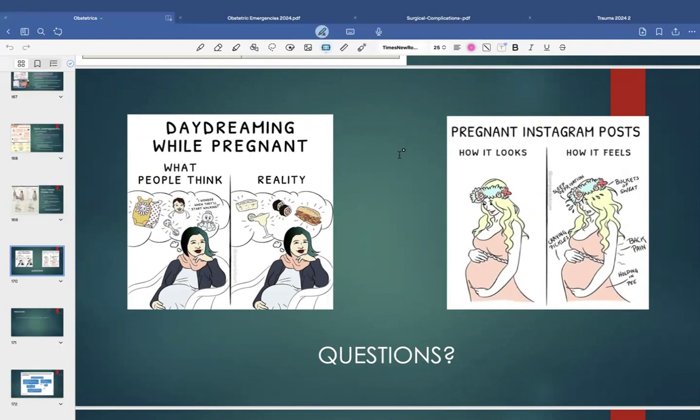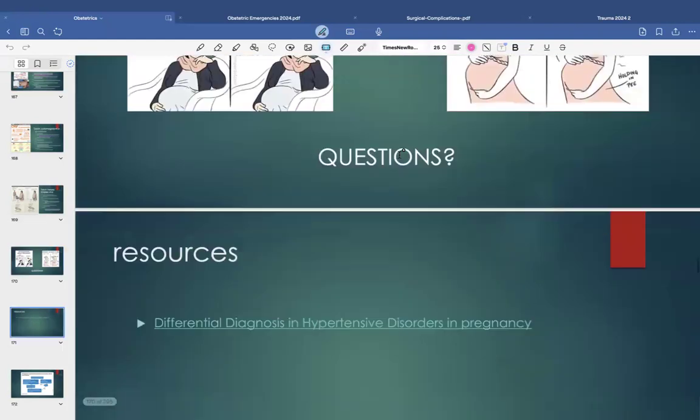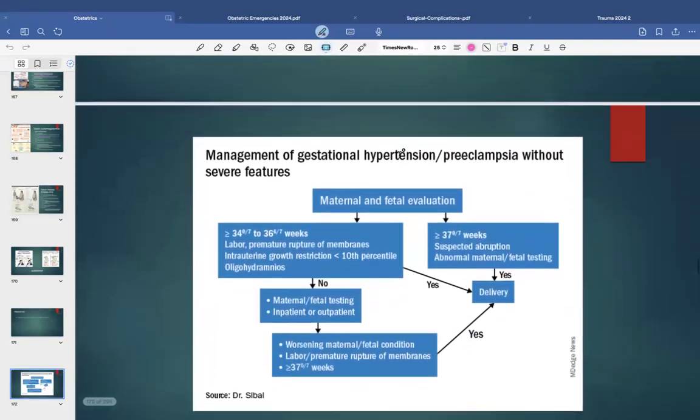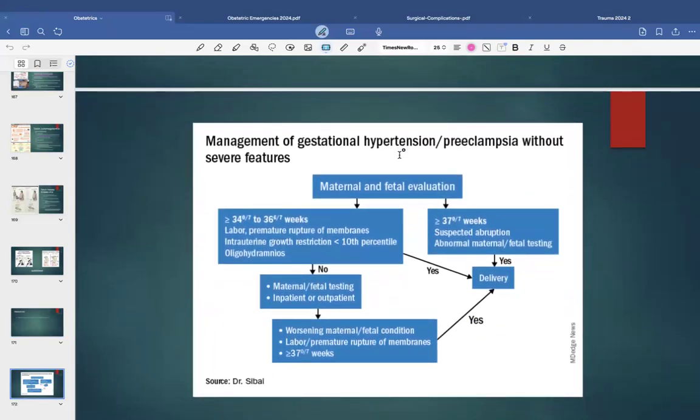So I did put some additional resources. This was at your antepartum. This was pelvic pain and vaginal bleeding in early pregnancy. I put it on the wrong lecture. So this is a differential, to help you with differential diagnosis. It's in your antepartum lecture though. And then there's some other resources here. Preeclampsia, eclampsia. Any questions about pregnancy complications?